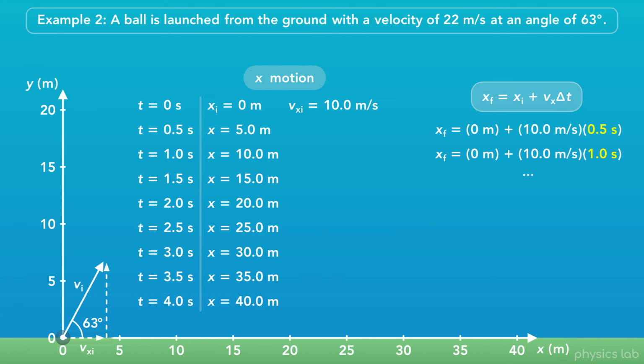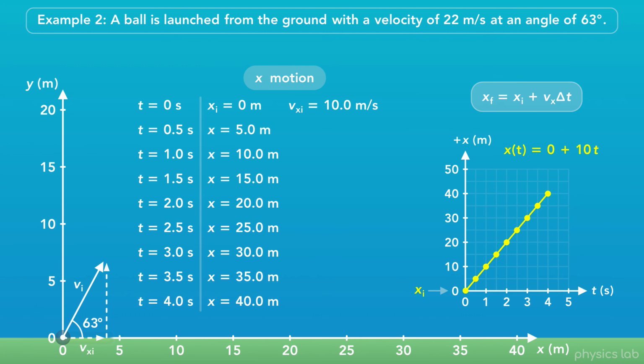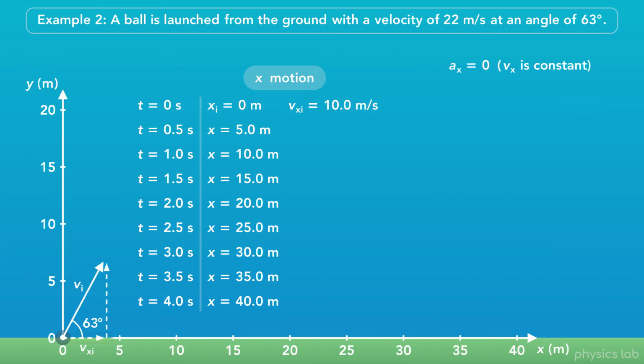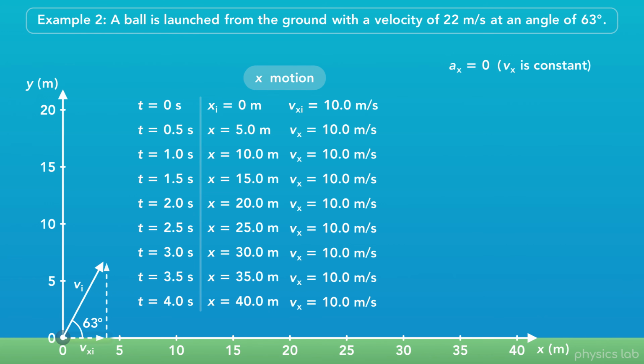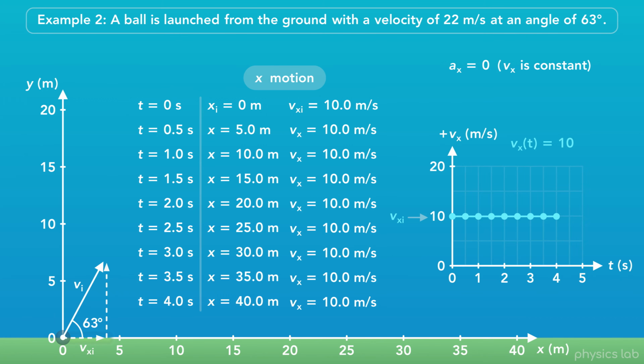The x velocity is constant, so the ball moves 5 meters during each half-second interval. Here's the graph of the x position versus time. It starts at 0 meters and increases with a constant slope, which is the velocity. Since the x velocity is constant, it's always the same as the initial x velocity, 10 meters per second. If we graph that, it's just a flat line.